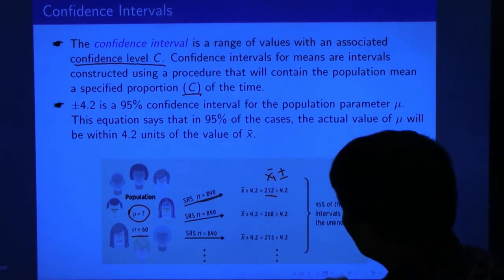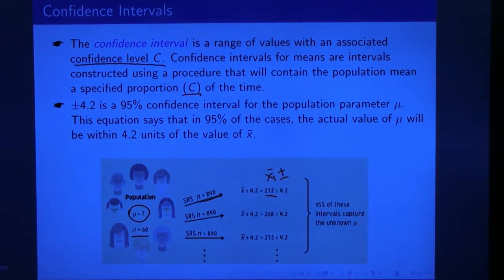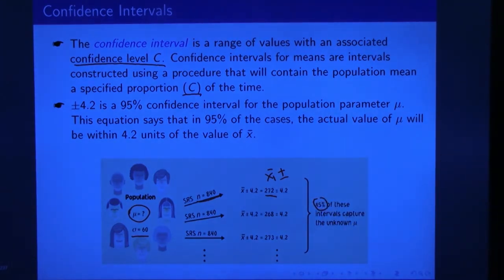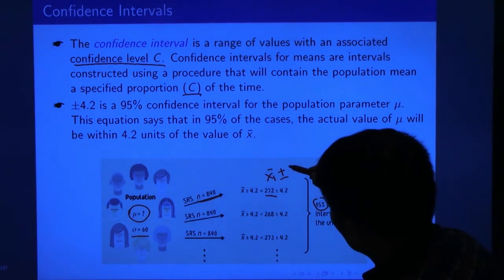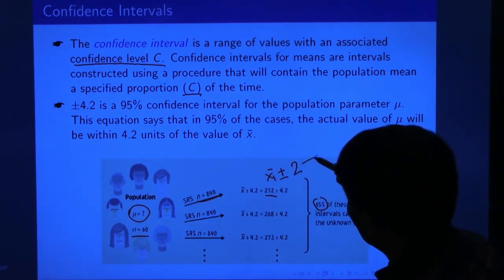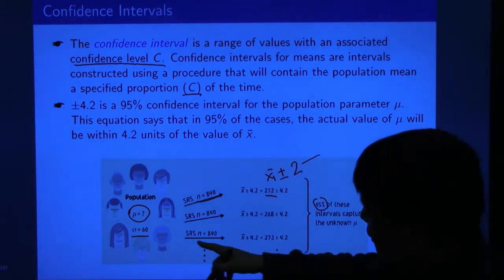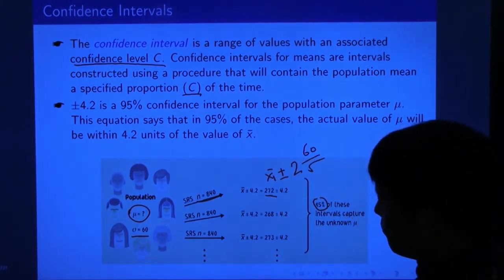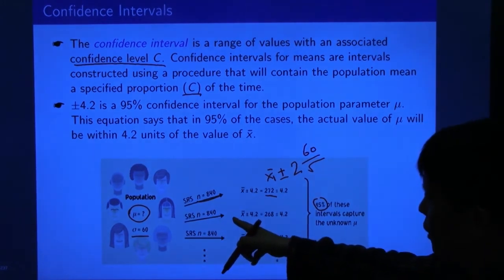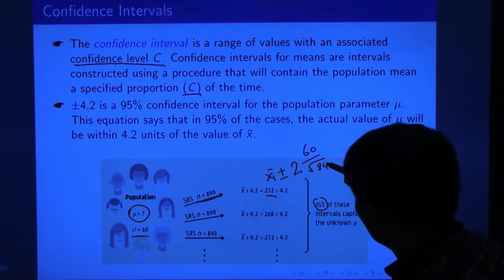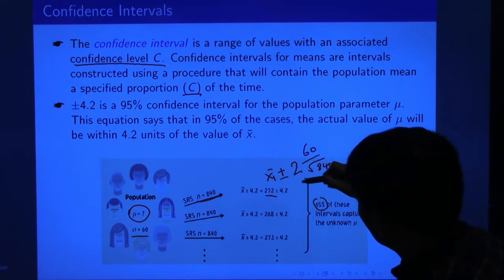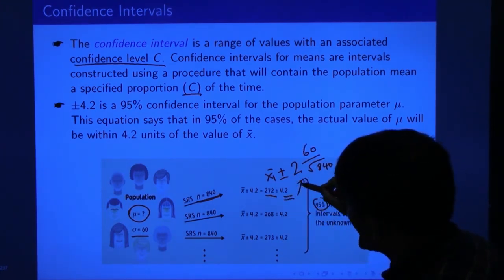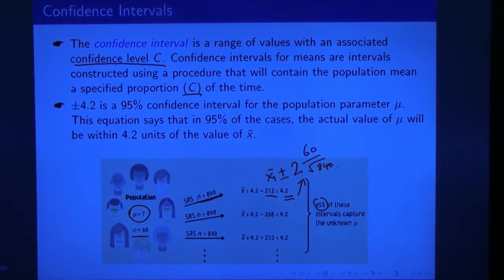Then we need to give an interval plus minus. We are talking about 95% confidence. So 95% means this one equals 2 here. Then the standard deviation equals 60. So that's 60 here. Then divided by the square root of the size, so 840. And this part gives us 4.2.